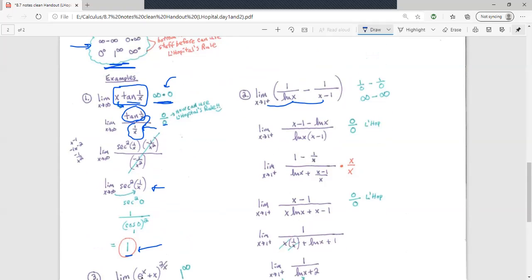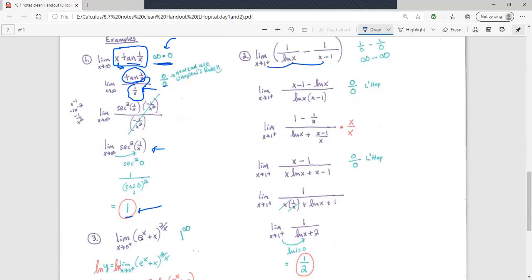Now, what I'm going to do is an algebra technique, that's all we're going to do. We have to change it because I can't use L'Hopital's rule unless it's 0 over 0 or infinity over infinity. So all I'm going to do is create one single fraction, get a common denominator, one single fraction. That's all I did right here.